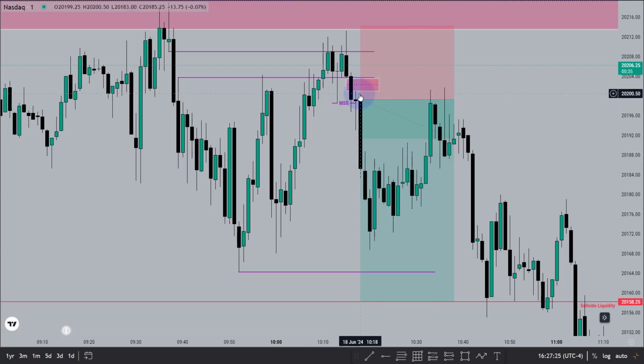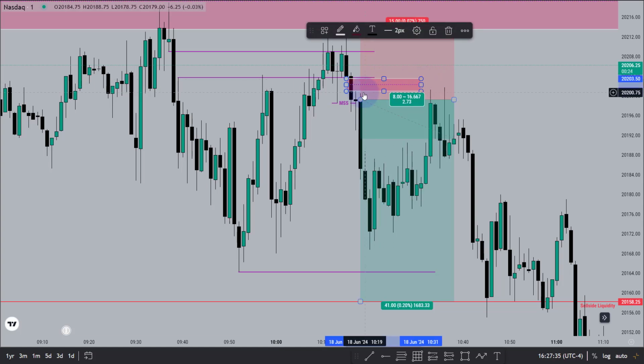Okay, so the market doesn't always need to trade that fair value gap. Sometimes it will give you the close approximately entry. That means it won't touch that fair value gap, but it will be very near to that fair value gap. Sometimes it happens. Okay, then the market fell.